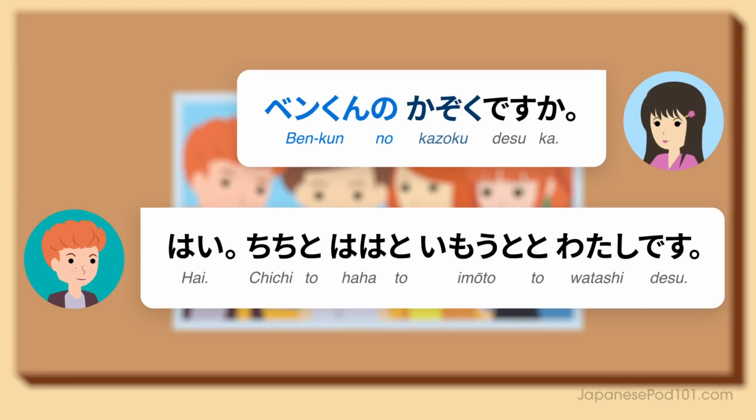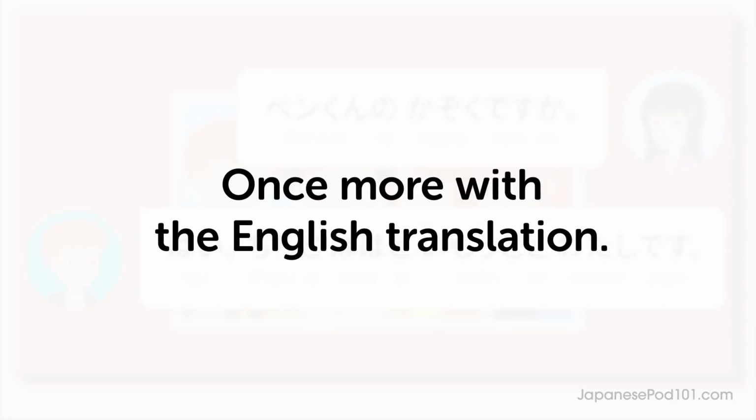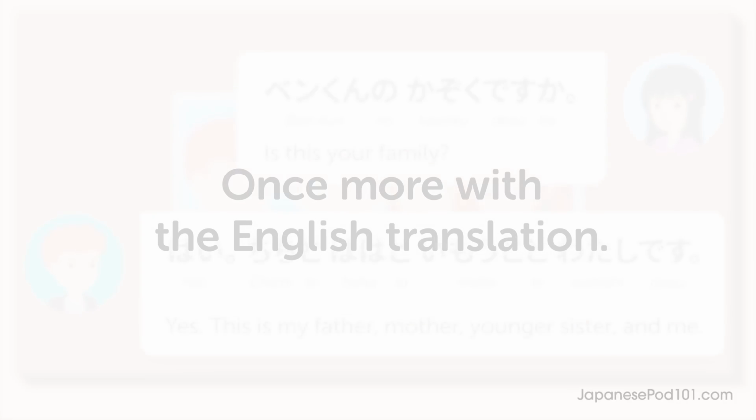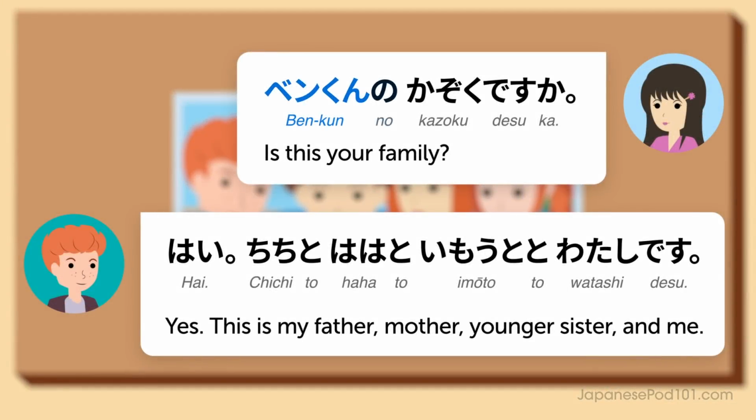ベン君の家族ですか? はい、父と母と妹と私です。 Once more with the English translation. ベン君の家族ですか? Is this your family? はい、父と母と妹と私です。 Yes, this is my father, mother, younger sister, and me.